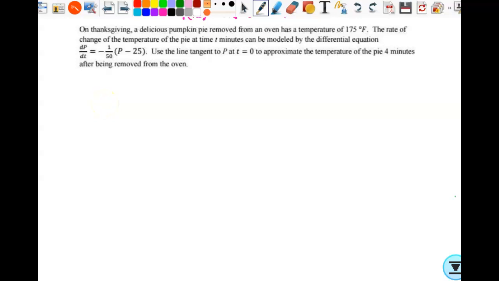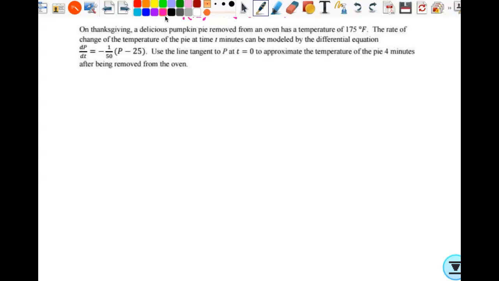Problem here. Let's look at this one. So we're still doing linear approximation. It says, on Thanksgiving, a delicious pumpkin pie removed from an oven has a temperature of 175 degrees. The rate of change of the temperature of the pie at time t minutes can be modeled by the differential equation. Remember, differential equation is just a fancy way to say we took the derivative of something.